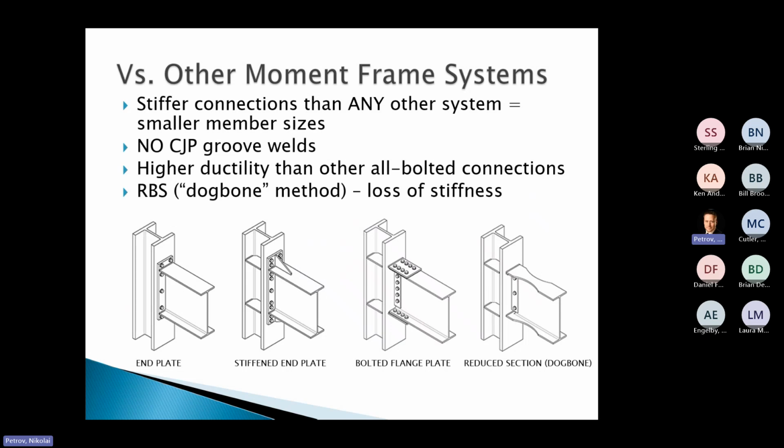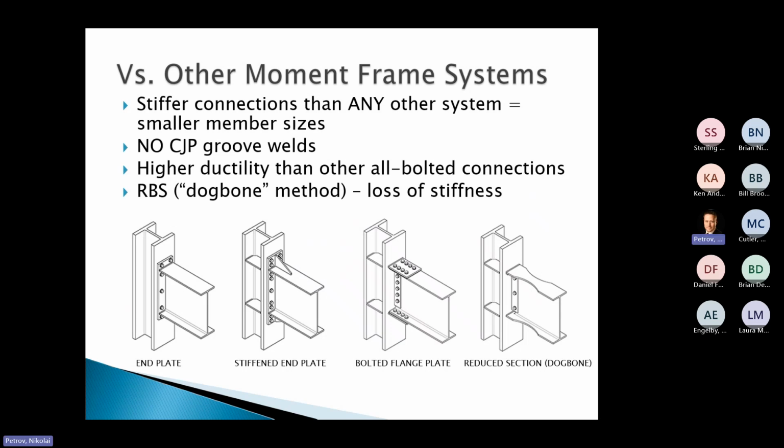They have higher ductility than all other bolted connections, which means that they can go into the plastic range and have plastic deformation back and forth, and they've got a really strong hysteresis performance, superior to the other connections. And then, of course, I just basically took this opportunity to take another rip at RBS connections and just say, basically, yeah, they still suck.